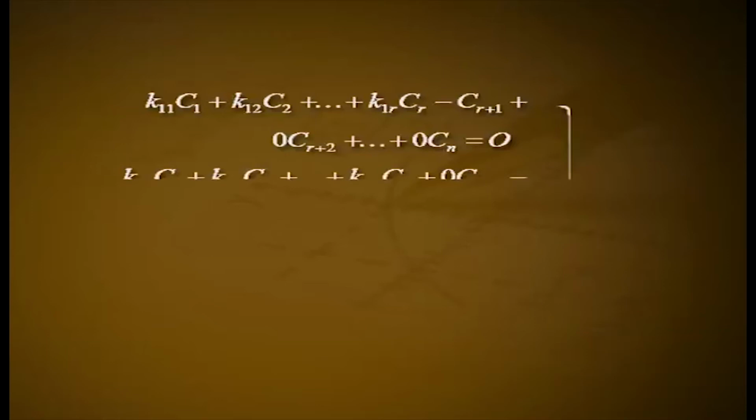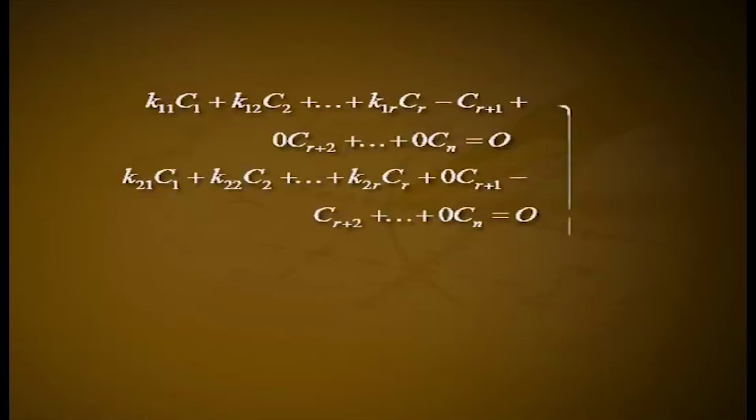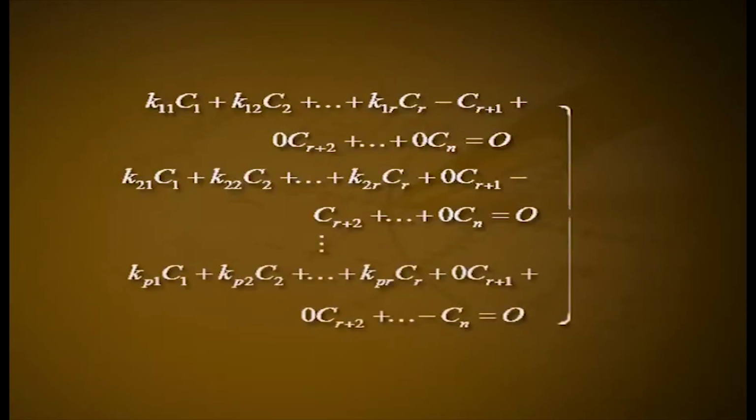The above system can be written as k11 C1 plus k12 C2 plus etc. plus k1r Cr minus Cr plus 1 plus 0 Cr plus 2 plus etc. plus 0 Cn, which is equal to 0. k21 C1 plus k22 C2 plus etc. plus k2r Cr plus 0 Cr plus 1 minus Cr plus 2 plus etc. plus 0 Cn, which is equal to 0, etc. kp1 C1 plus kp2 C2 plus etc. plus kpr Cr plus 0 Cr plus 1 plus 0 Cr plus 2 plus etc. minus Cn, which is equal to 0.